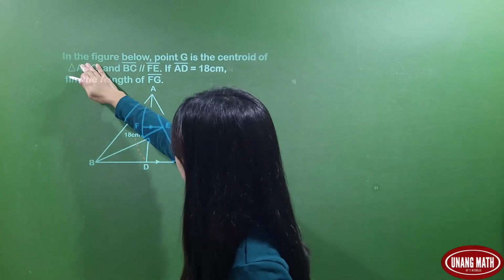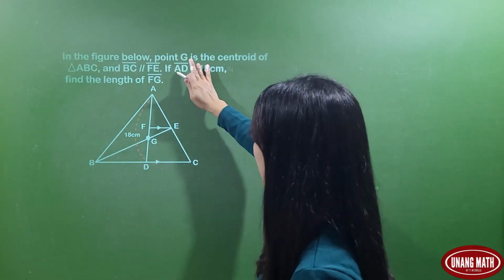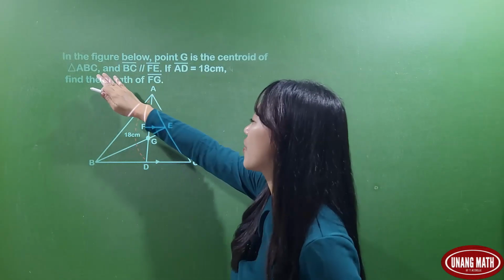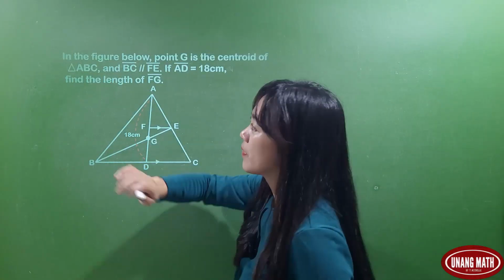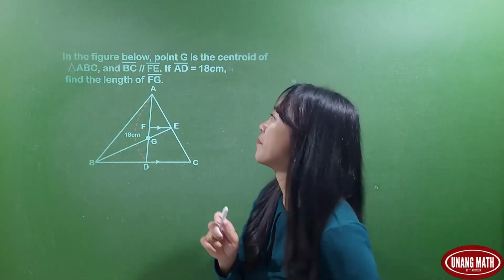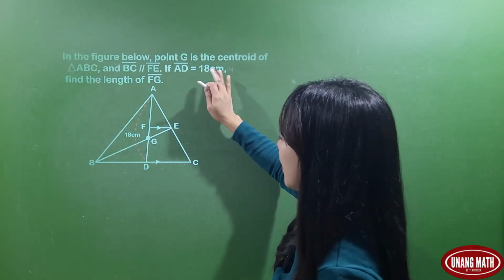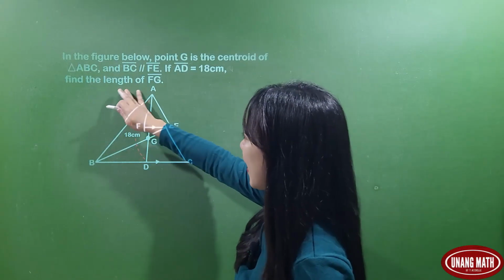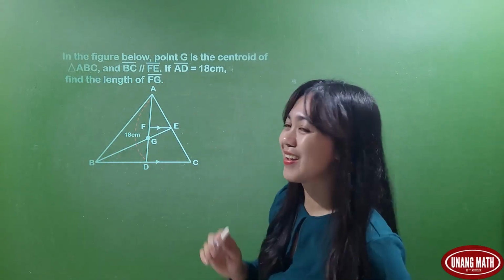According to this, in the figure below, point G is the centroid of triangle ABC, and segment BC is parallel to segment FE. If segment AD is 18 centimeters, we will find the length of segment FG.